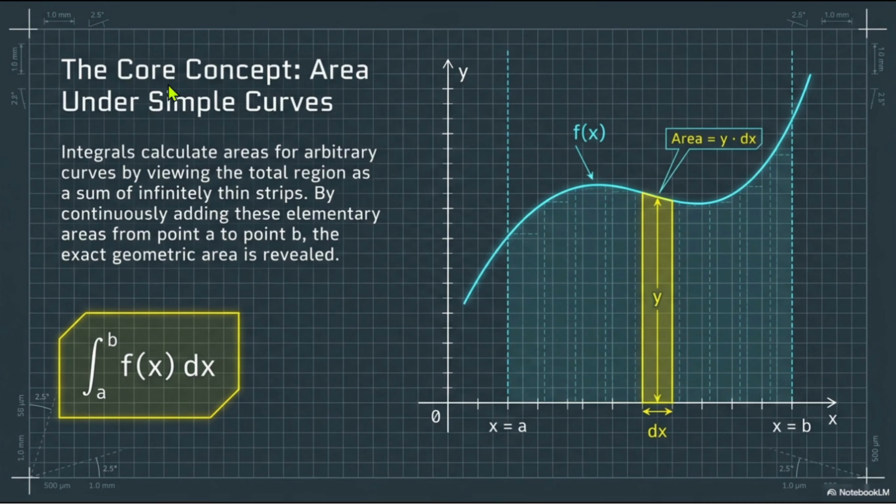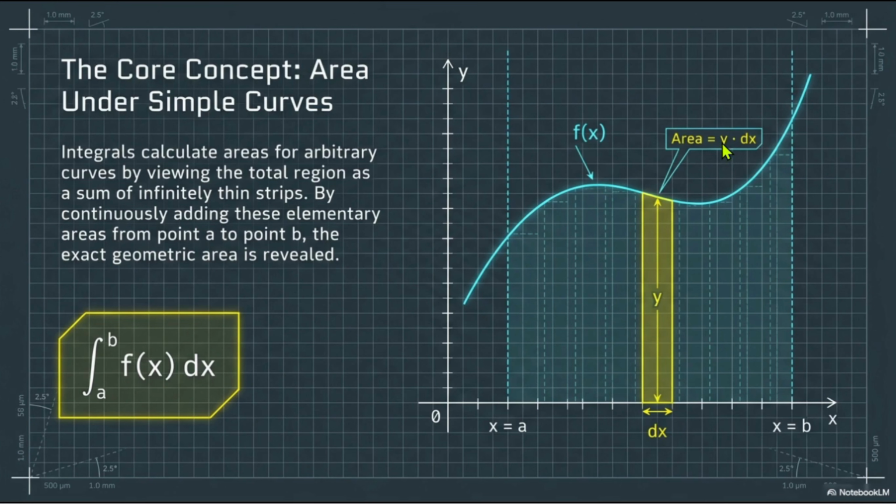In this chapter, we will discuss the basics of integrations, the core concept and area under simple curves. So, the integral from a to b of f(x) dx. How can we represent this? So this is dx and this length is called y.